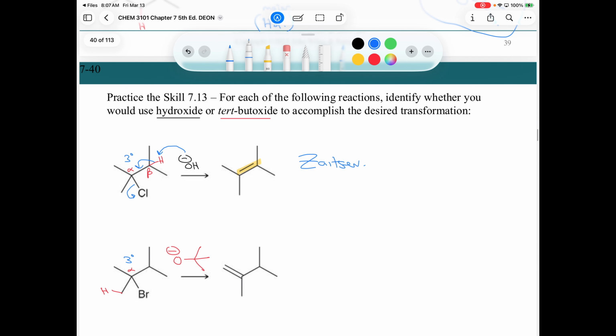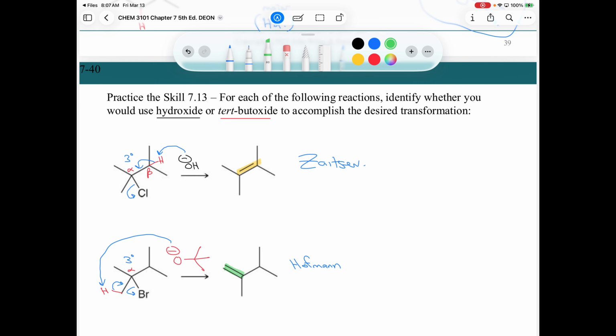And so our base is going to pick up our proton. We're going to form the double bond. We're going to form the double bond, and we're going to lose our leaving group like this. And in this case, this is the Hofmann product, when we form the less substituted alkene.